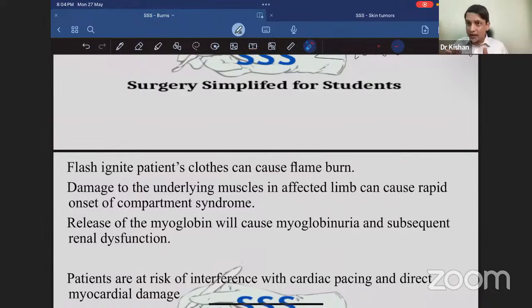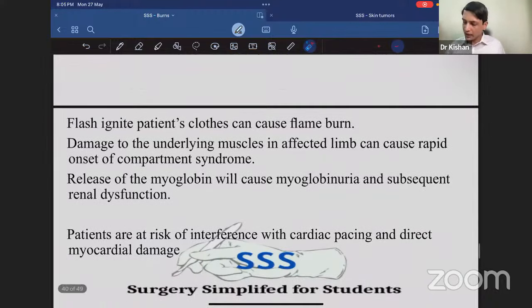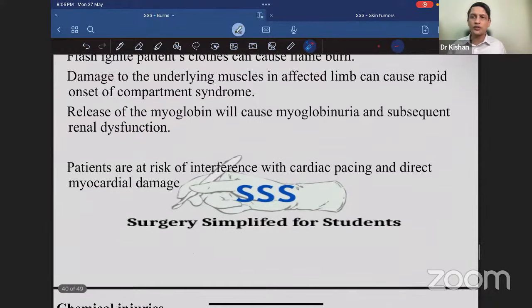If the muscles die, they release myoglobin. What will myoglobin cause? Myoglobinuria. If it deposits in the kidney, that will cause AKI, renal dysfunction. It can result in rhabdomyolysis, myoglobinuria, AKI, renal failure. So this is the second complication. One is VF, second is renal dysfunction. These are 3-4 things you should know about electrical injuries.